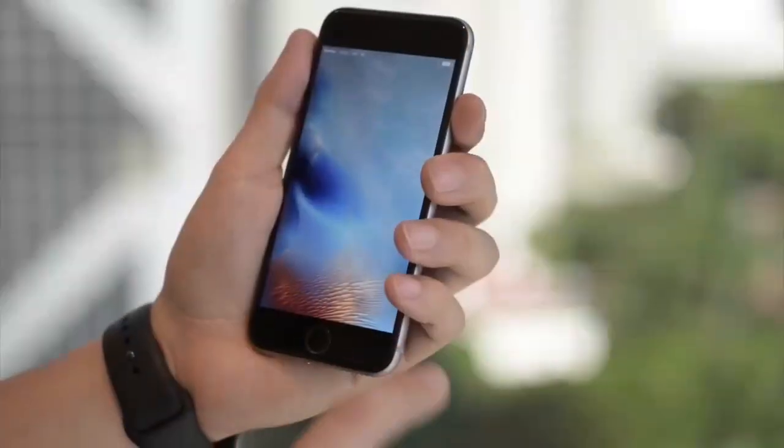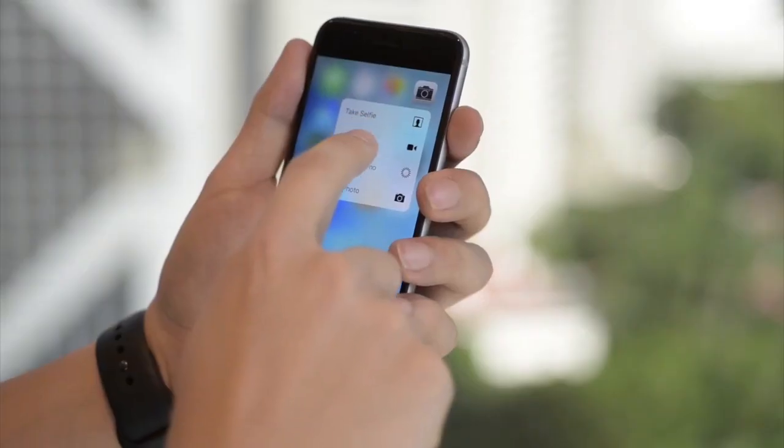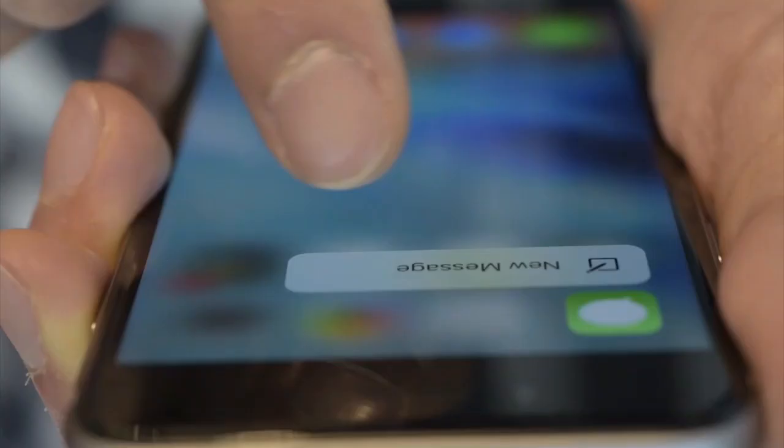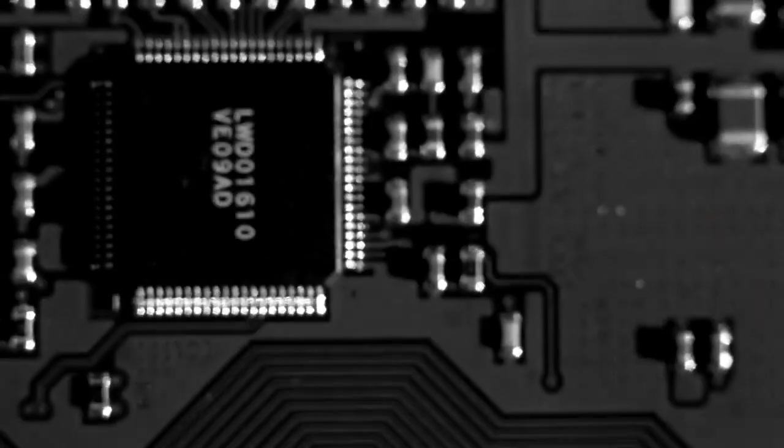Today's microprocessors have more than 1 billion transistors. For instance, there are over 2 billion transistors in an iPhone 6. 22 nanometers is the size of the smallest transistors in use today.